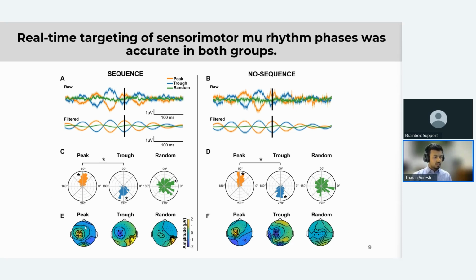Furthermore, here I show the brain activity that was recorded from, again, the sensorimotor region. And here we see higher brain activity recorded during peaks, lower brain activity recorded during troughs, and not so much difference during random phases. So this shows us that our real-time targeting of the sensorimotor mu rhythm phases was accurate in both groups.